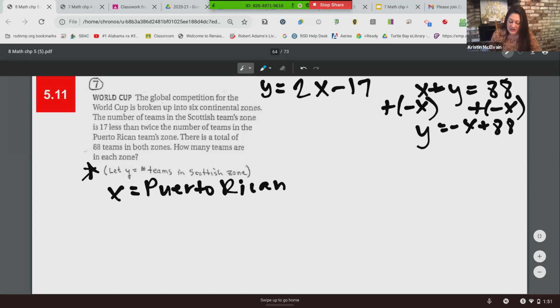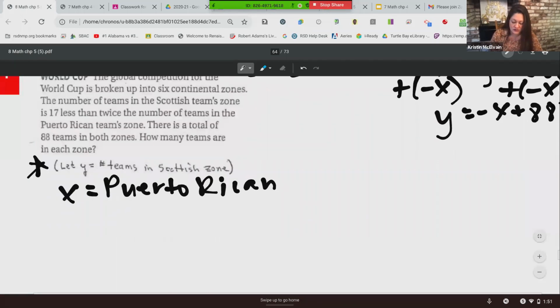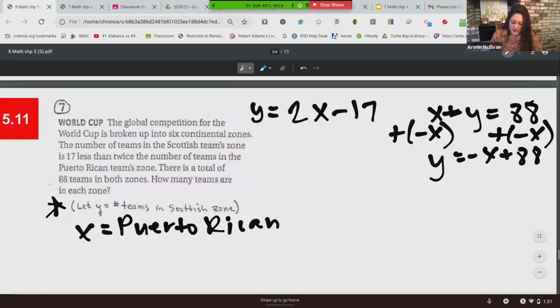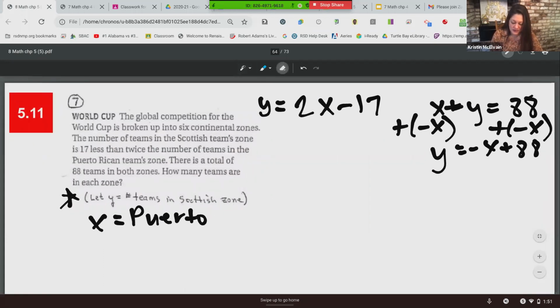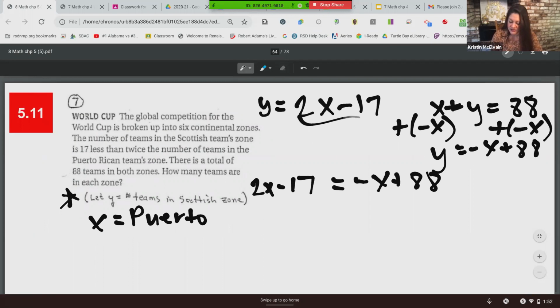Okay, so the next thing that we're going to do is we have to set them equal to each other. So we have 2x minus 17 equals -x plus 88. Okay, and so I just took this to there, and then I took this one to here. Set them equal to each other, and now we're going to solve for x.